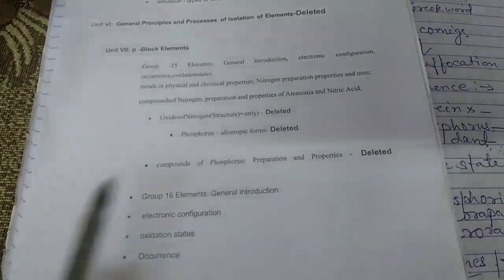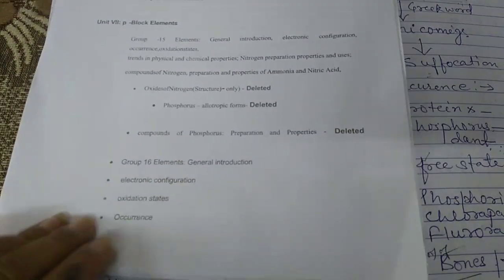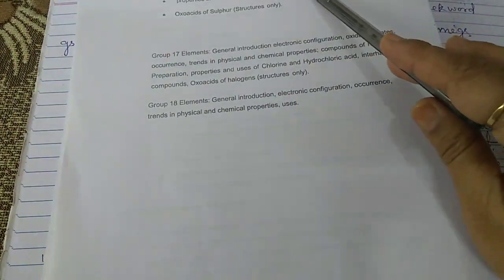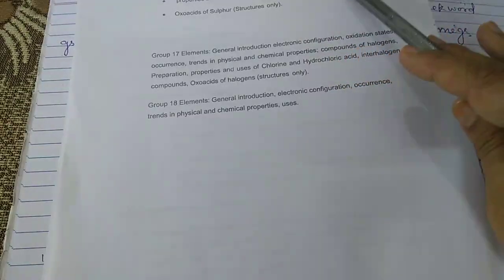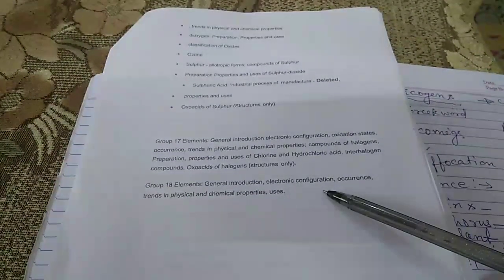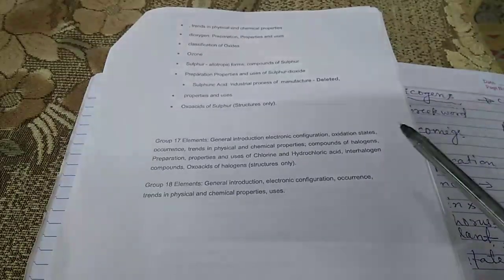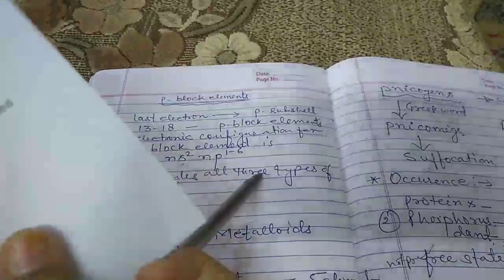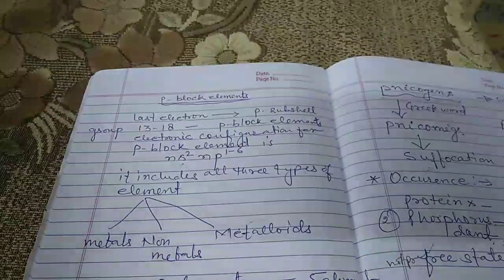is also deleted. Now from group 16 elements, you have this one, sulfuric acid. Its industrial preparation, that is the contact process, is also deleted. Now from group 17 and group 18, nothing is deleted. So only 4 topics were deleted from the P block element.